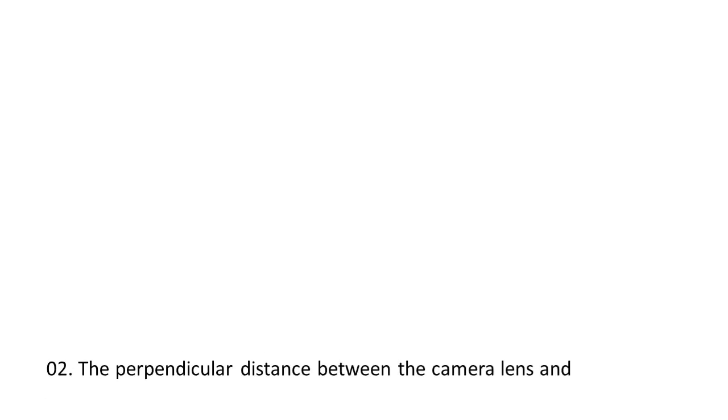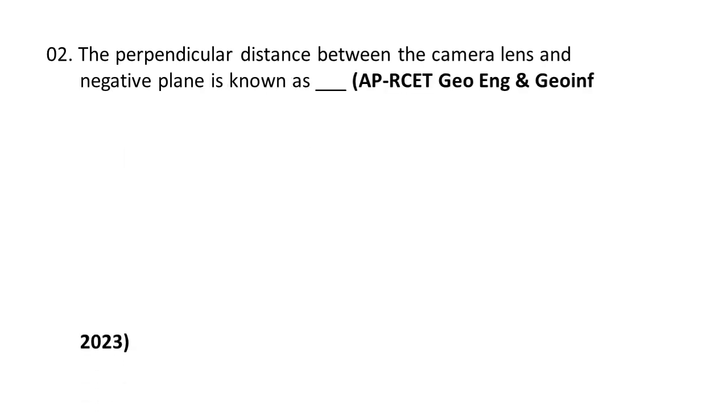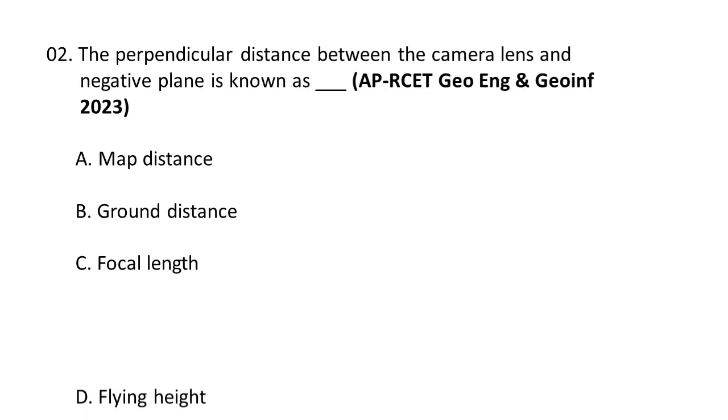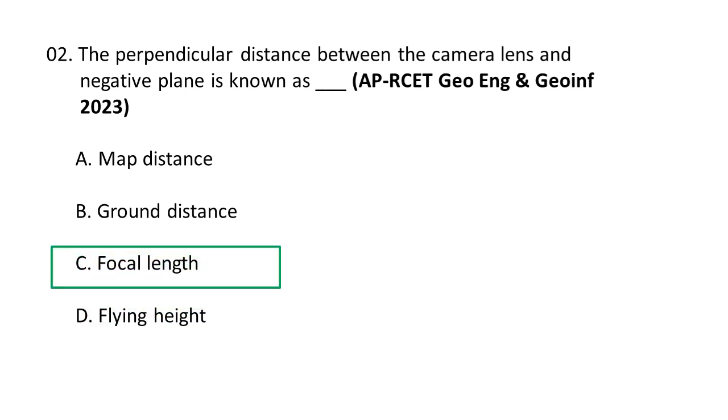Next question. The perpendicular distance between the camera lens and the negative plane is known as A. Map distance, B. Ground distance, C. Focal length and D. Flying height. So the correct option is C. Focal length. The perpendicular distance between the camera lens and the negative plane is known as the focal length, and the focal length of an optical system is a measure of how strongly the system converges or diverges the light, and it is the inverse of the system's optical power. So C. Focal length is the correct option.